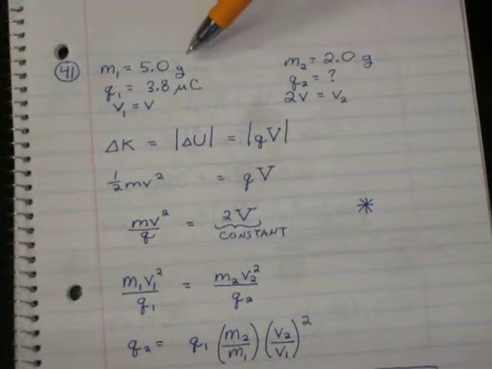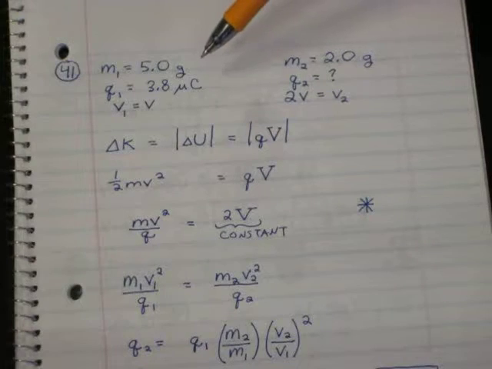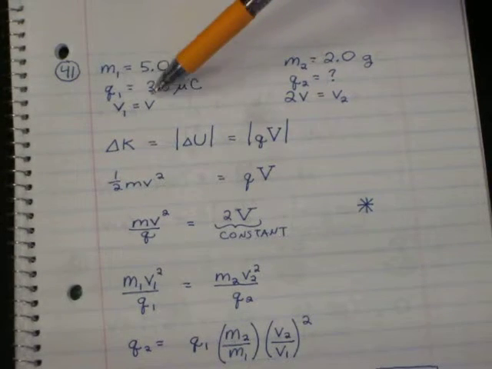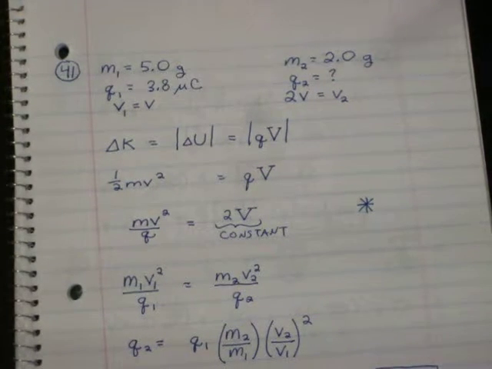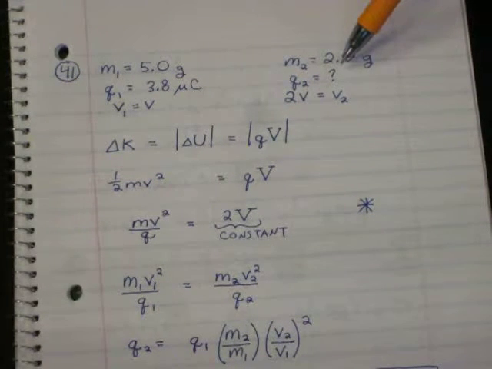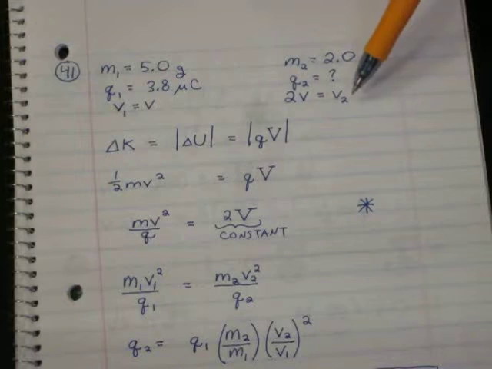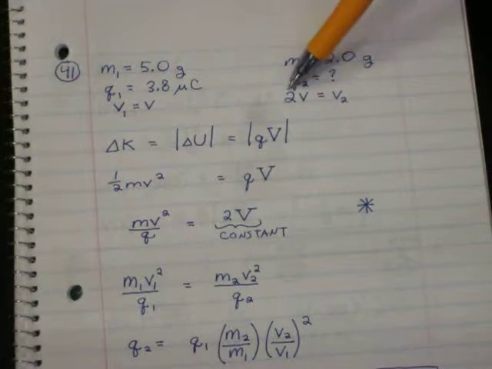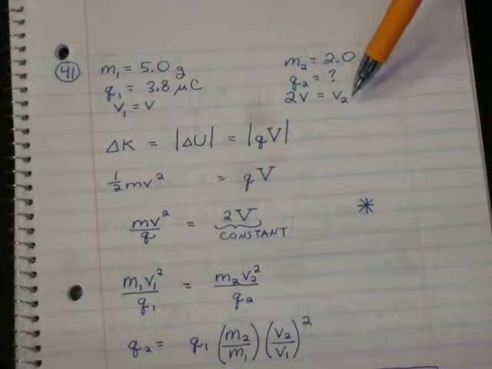So here I list out all the information. For particle 1, we'll just say V1 equals V as it was given in the book. For particle 2, Q2 is the unknown. V2 is just 2 times V as defined in the book.